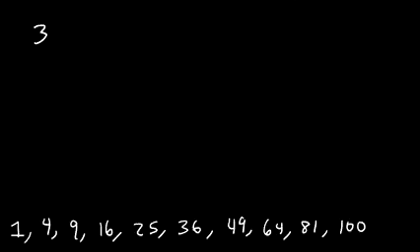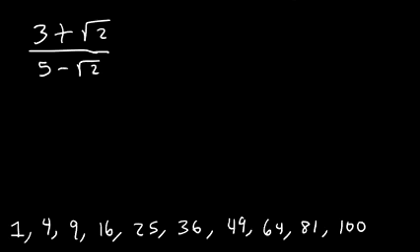Let's work on another example. Simplify this one: 3 plus the square root of 2 divided by 5 minus the square root of 2. So what should we do? The best thing to do is to multiply by the conjugate of the denominator. That is 5 plus the square root of 2.